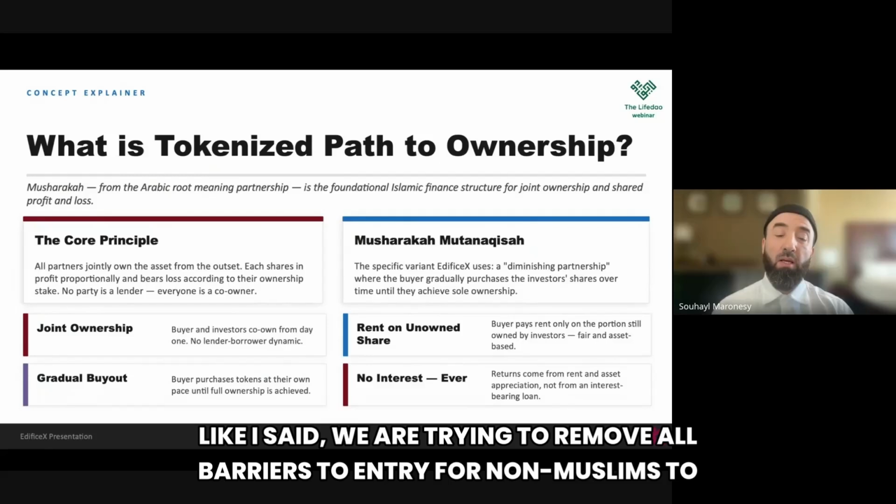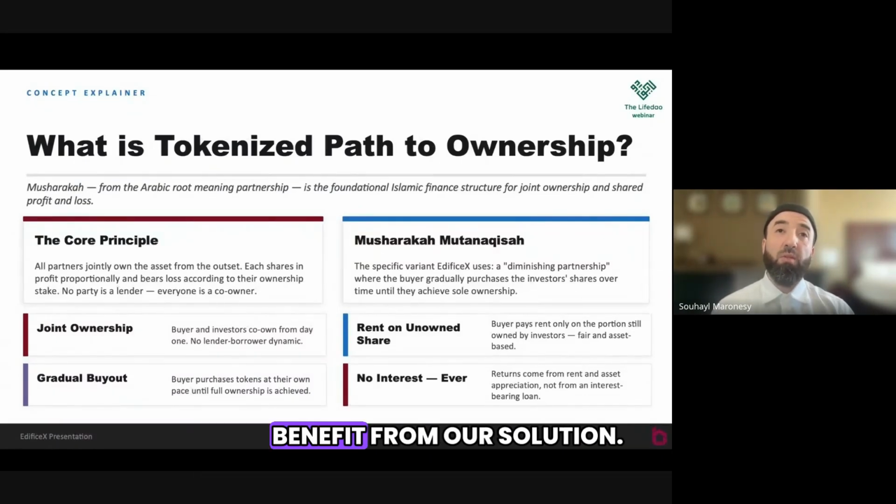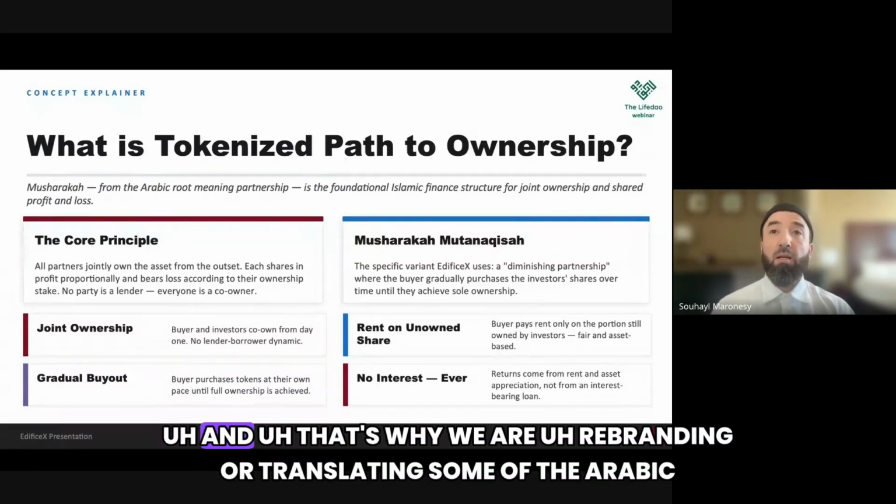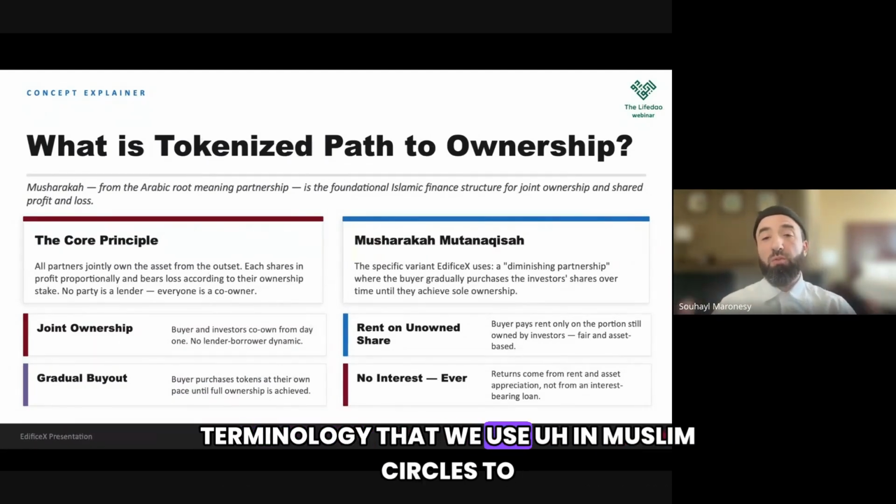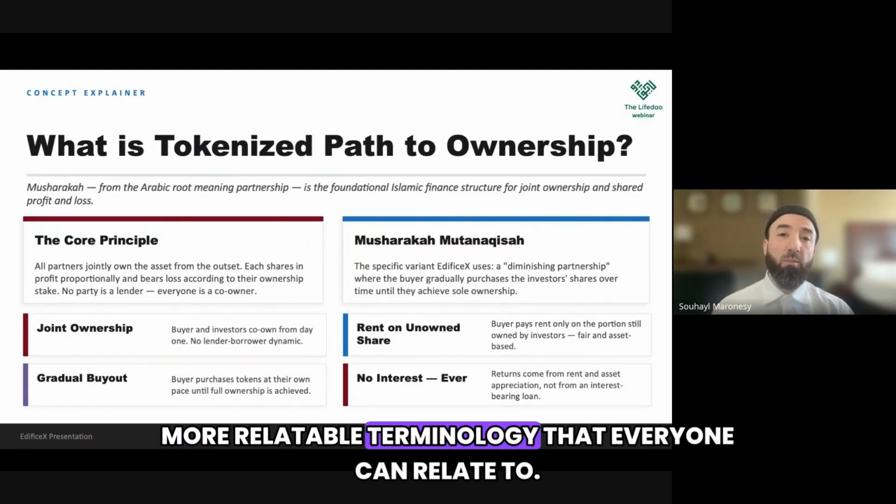Like I said, we are trying to remove all barriers to entry for non-Muslims to benefit from our solution. And that's why we are rebranding or translating some of the Arabic terminology that we use in Muslim circles to more relatable terminology that everyone can relate to.